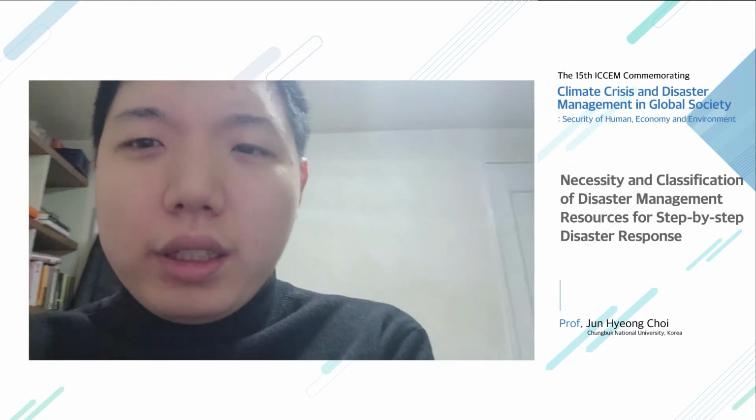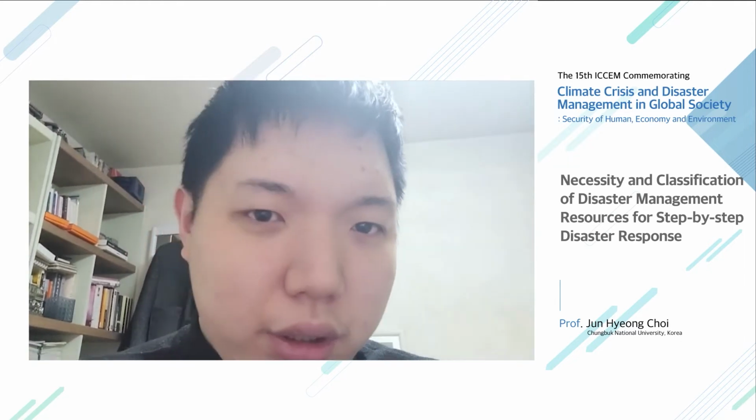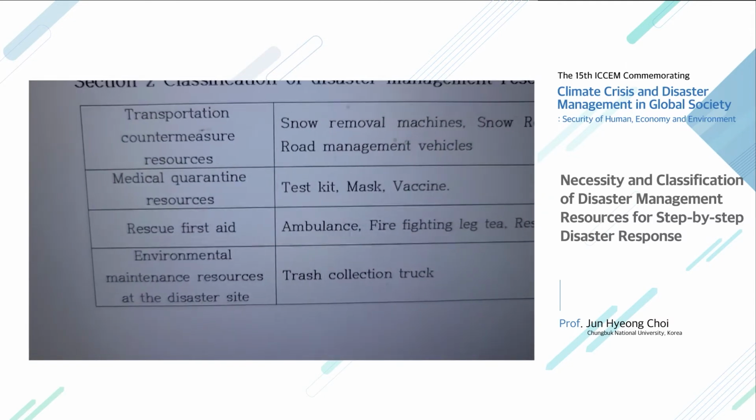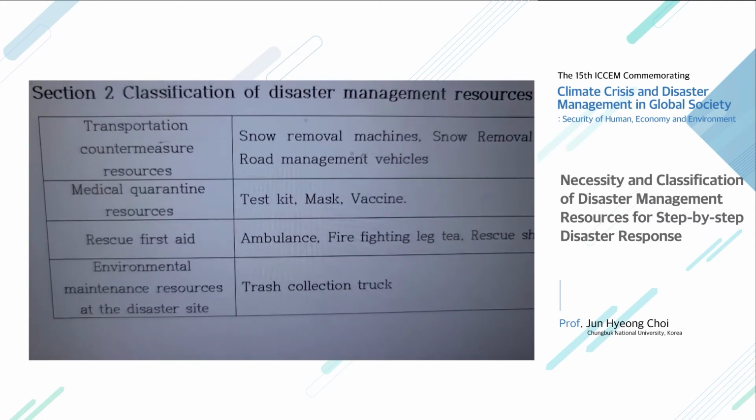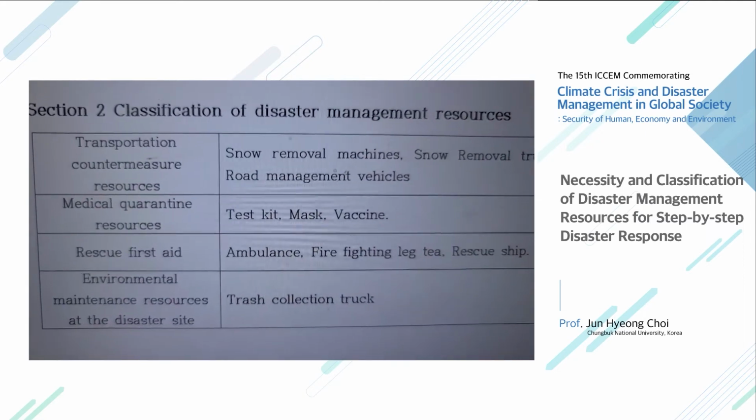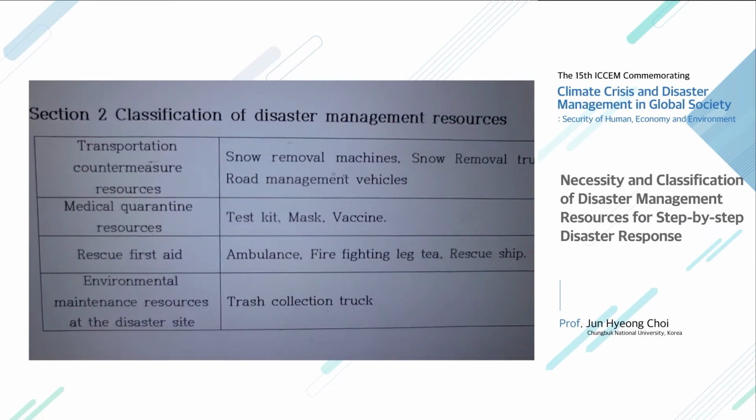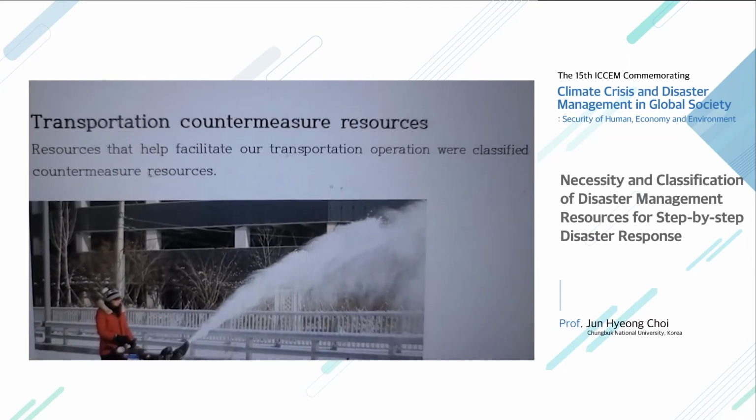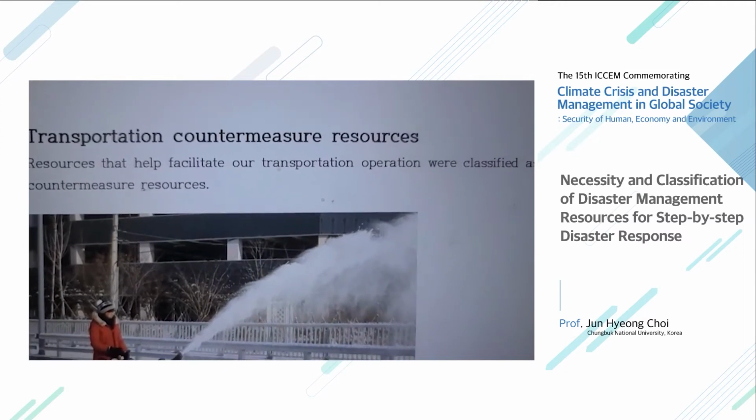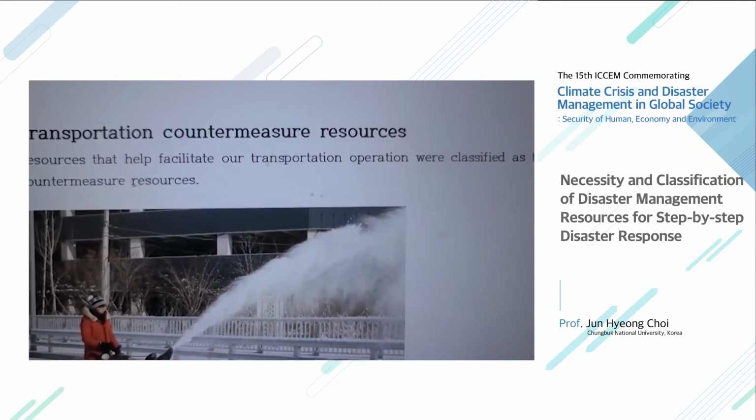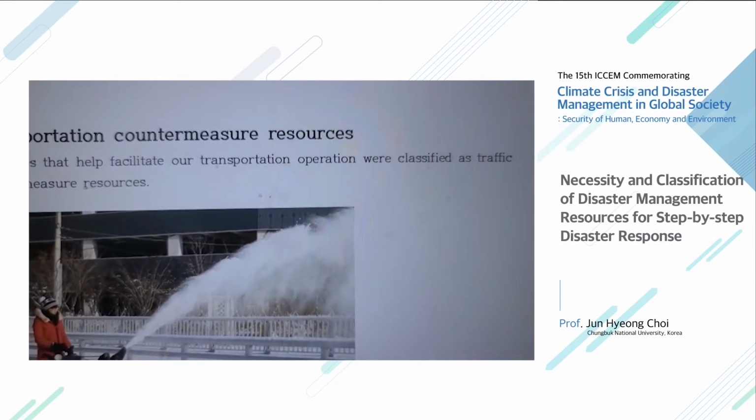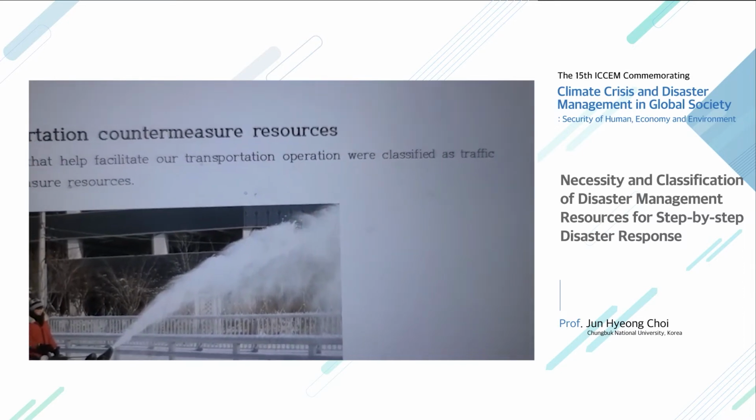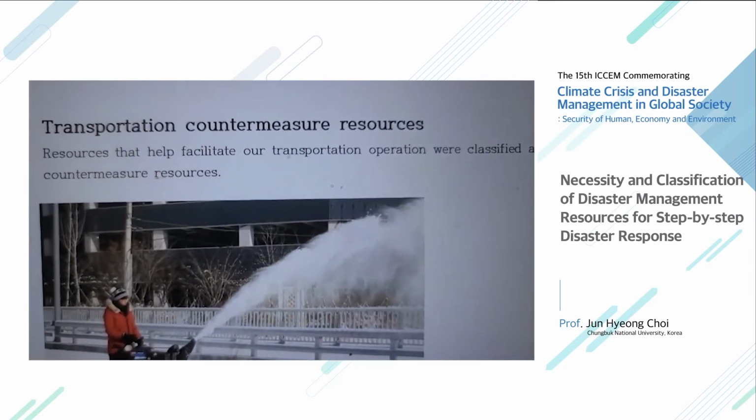And finally, I will show the classification of resources. Like that, there are 4 resources: transportation countermeasure resources, medical quarantine resources, rescue and first aid resources, and environmental maintenance resources at the disaster site. First are the transportation countermeasure resources that help facilitate our transportation operation, which were classified as traffic countermeasure resources.